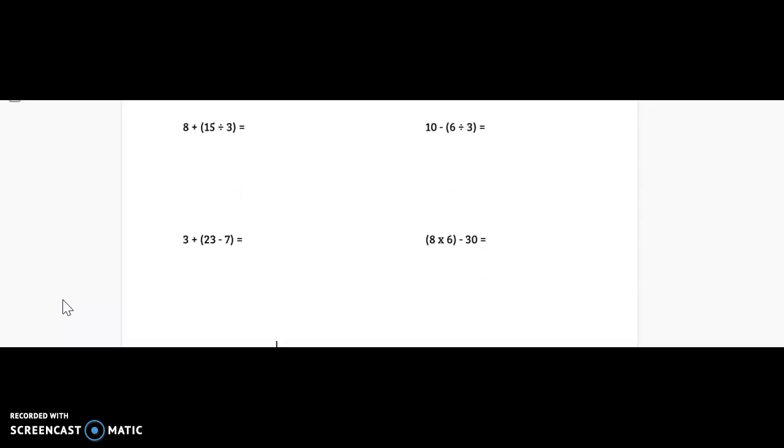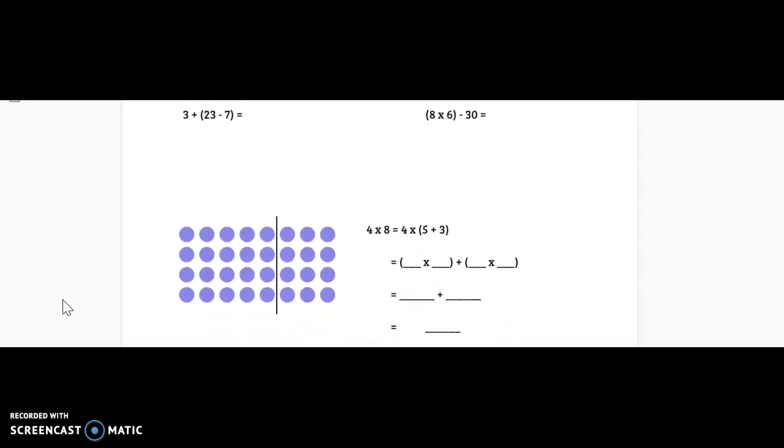Use the correct order of operations to solve the following equations. And then use the distributive property to solve.